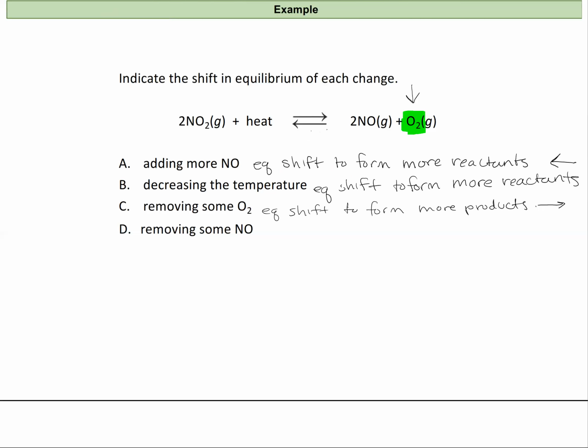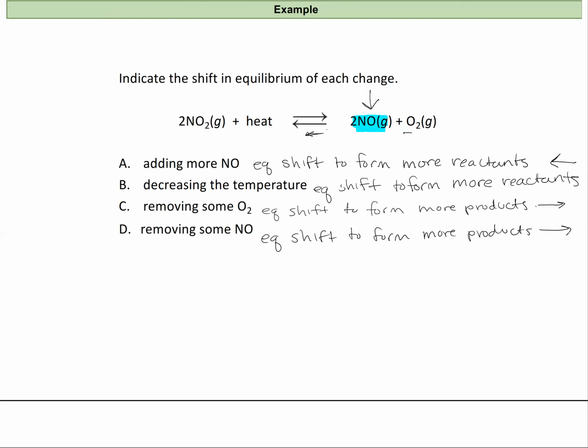Okay, let's look at our last one. We're going to remove NO this time. Here's NO. So we're going to decrease our concentration of NO. So just like with the oxygen, we're not going to have as many reactants now, so we're going to see a smaller rate of our reverse reaction. So again, equilibrium will shift to form more products.